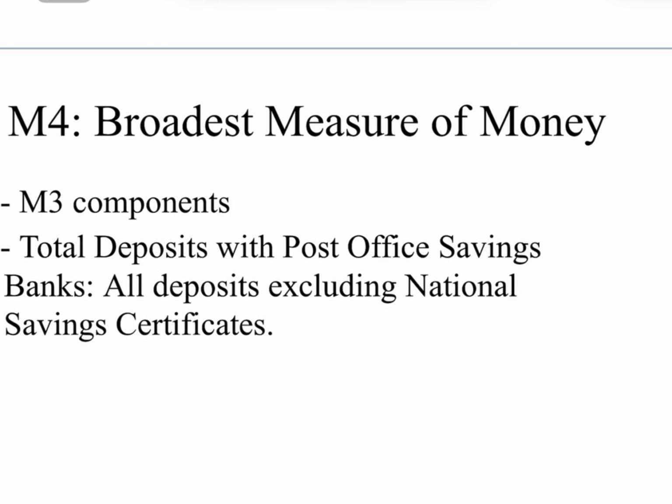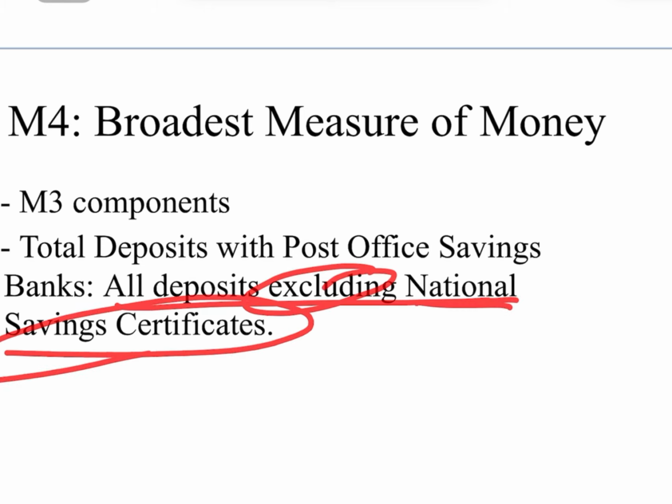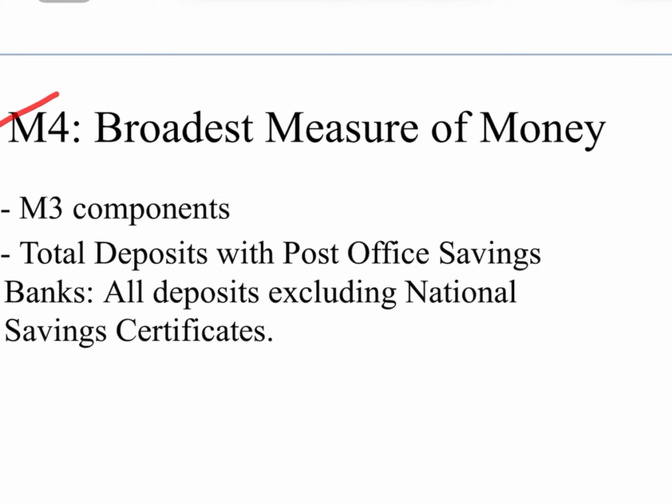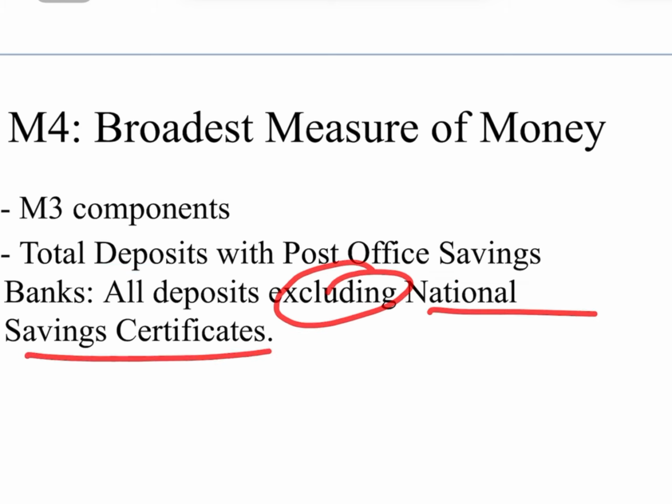Now to the M4, the broadest measure of money. It encompasses the M3 components as well as the total deposits with post office savings banks, but it excludes the national savings certificates. We have to especially focus on this particular statement, that it excludes national savings certificates. This is the important thing in this particular M4, that we have to remember. It is M3 plus total deposits with post office saving banks, but it excludes national saving certificates.